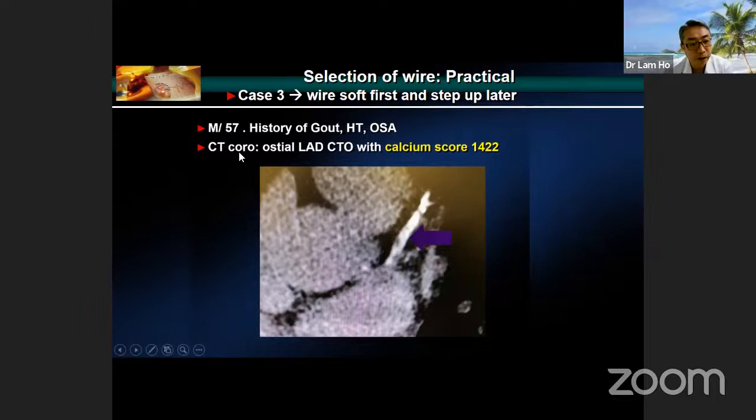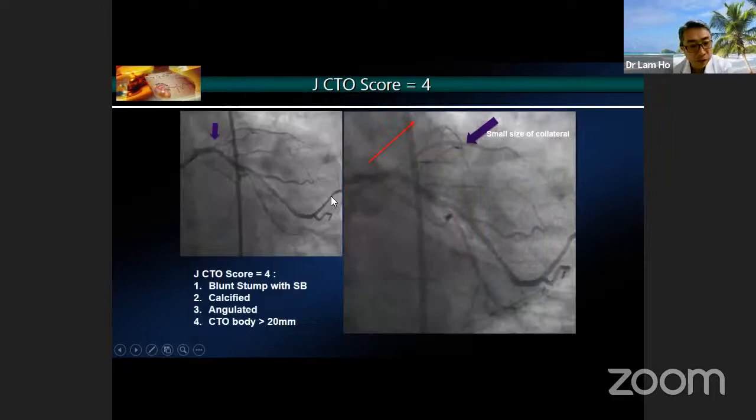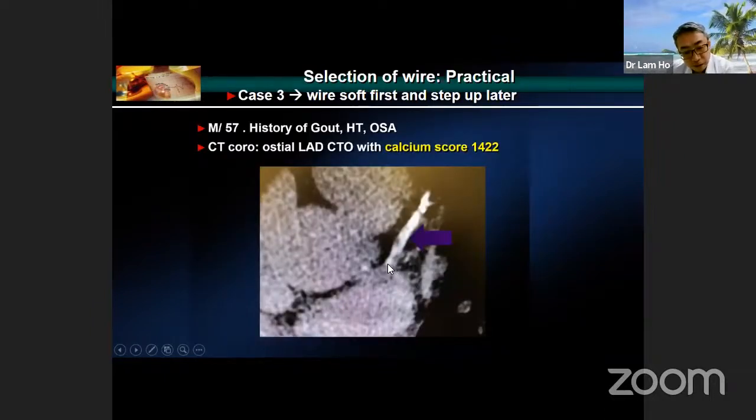For example, in this case, an ostial LAD CTO, it's lucky the patient had a CT done before. The calcium score was very high, more than 1,000. It's an ostial LAD CTO, but if you look carefully at the CT, there's actually a small stump in the ostial LAD, followed by a heavily calcified LAD. From the angiogram, you can see a small side branch, but it seems there's no stump. But from the CT, there should be one stump for the LAD CTO. So in this situation, having seen the CT, we found that it should not be very hard, a bit soft in this part.